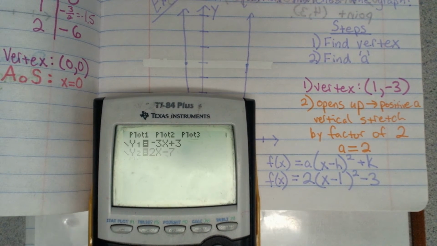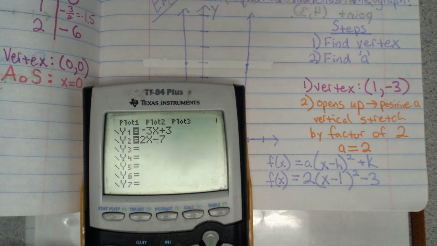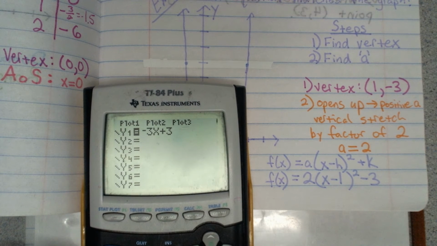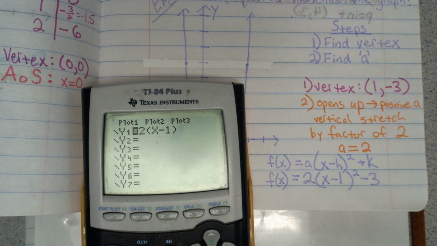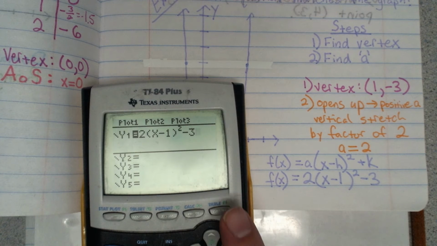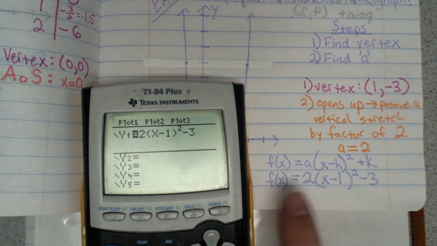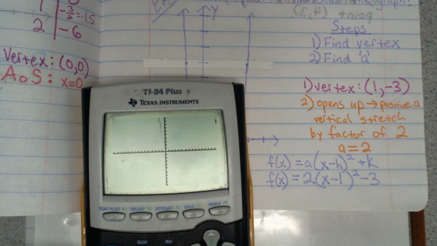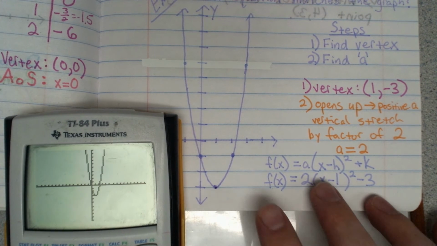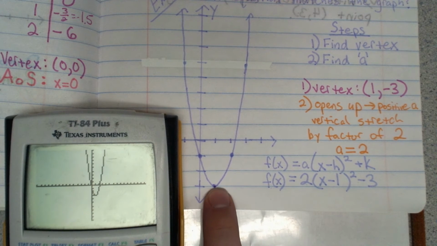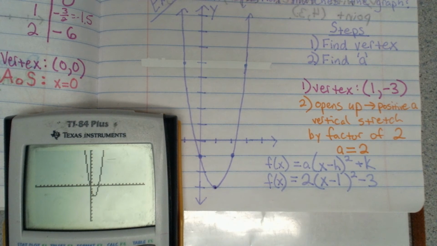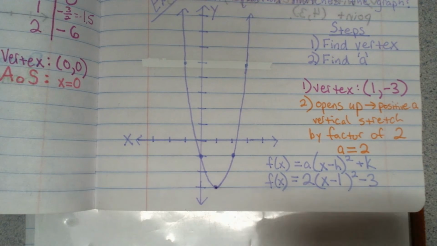So if we go to y equals, clear out anything we already had, do 2 times the quantity x minus 1 closed quantity squared minus 3. That looks right to me. I'm going to graph it. And that looks pretty similar to what I've got there. The vertex occurs in the 4th quadrant. It opens up. It looks like it's been stretched. So that seems like a pretty good match.